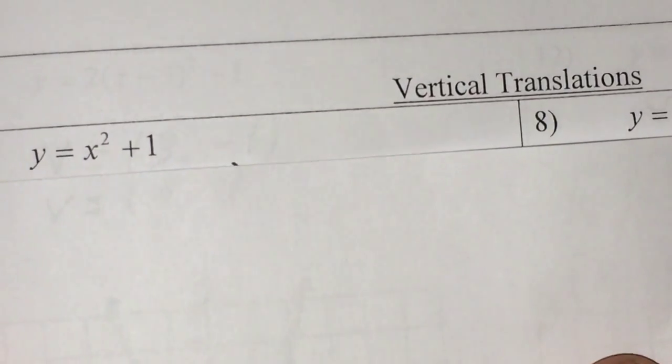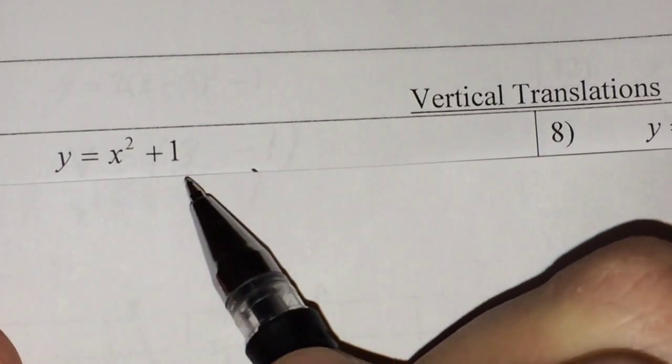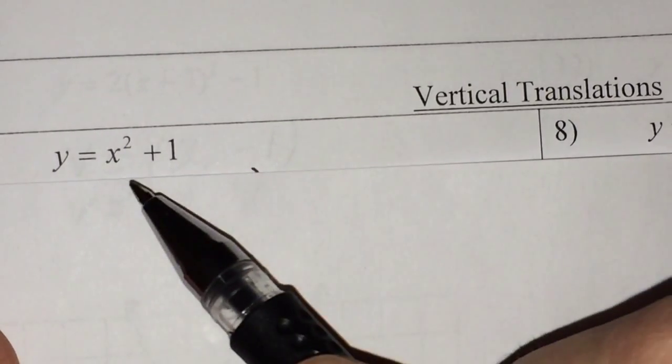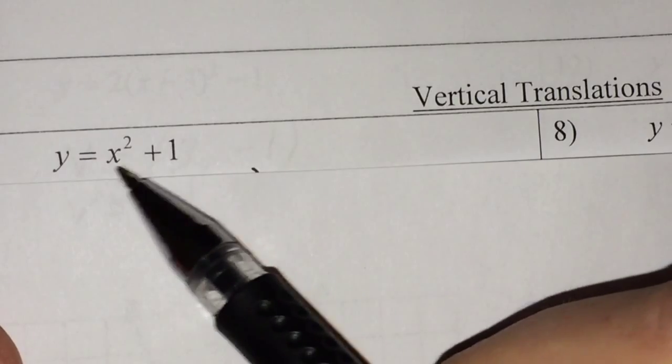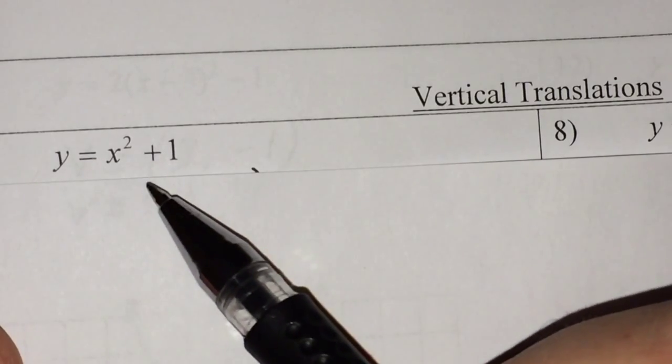Now, if we look at vertical translations, y equals x squared plus 1: this one has no horizontal translation because there's nothing in brackets there, but it's gone up 1.